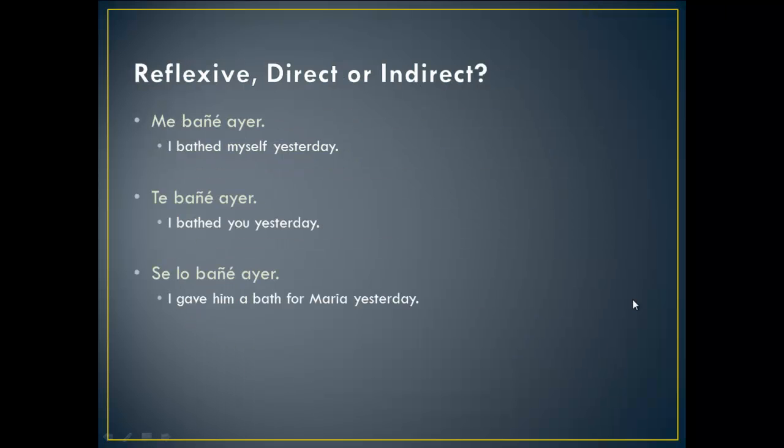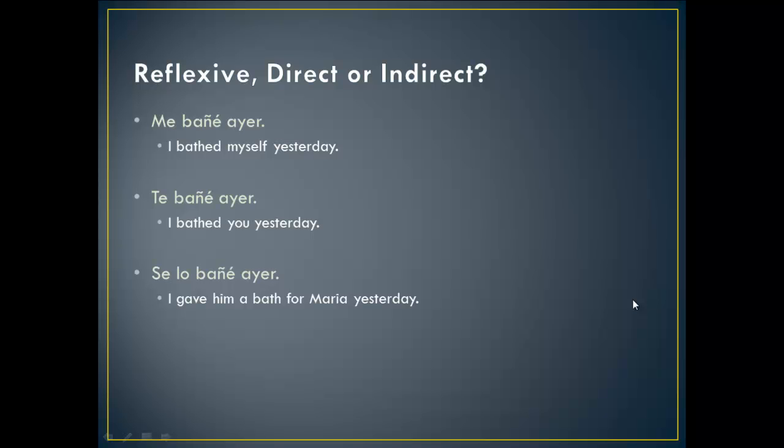So the tricky part with direct, indirect, reflexives, all of this comes when you're trying to read things and when you're trying to use them in your own writing. How do I use them correctly? How do I know which is which? Let's look at these examples. Me bañé ayer. I bathed myself yesterday. How do I know that that's what it says? How do I know that this is reflexive? Me matches the same subject as the person doing the action of the verb, right? Because bañé is the yo preterite form of bañar. So me, bañé, they're both in the yo form, so it's reflexive.